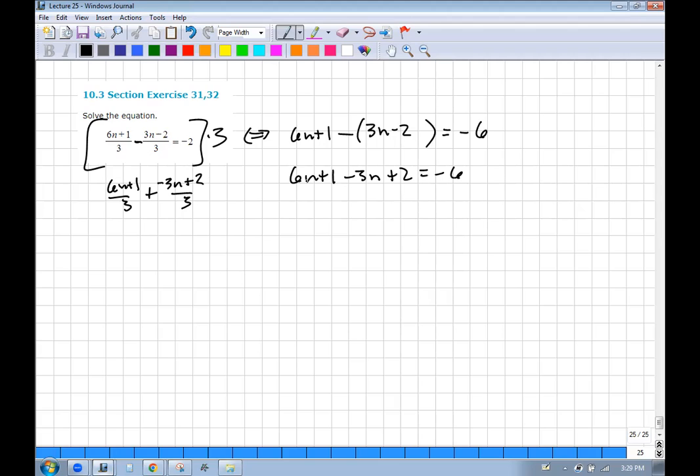Okay. 6n minus 3n, 3n, 1 and 2 is 3. Let's get the n by itself. Let's get rid of this 3 here. So divide both sides by 3. We have a negative 3. Okay.